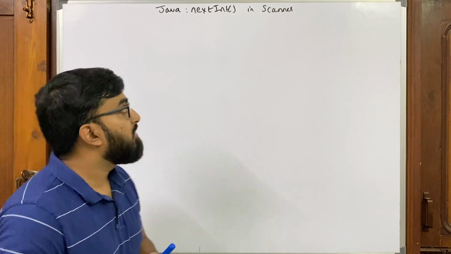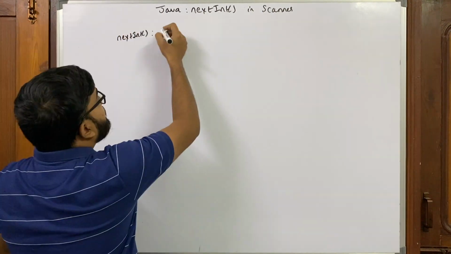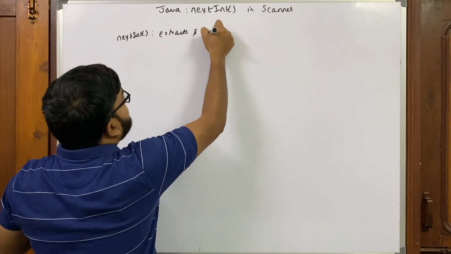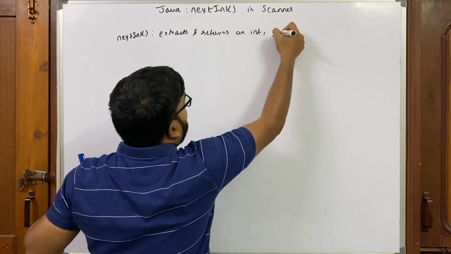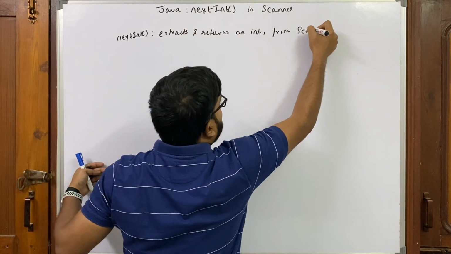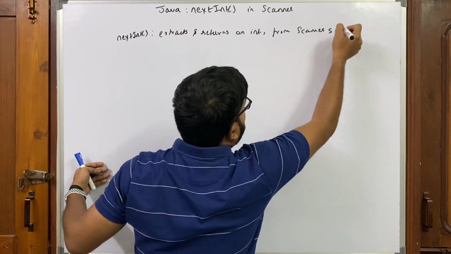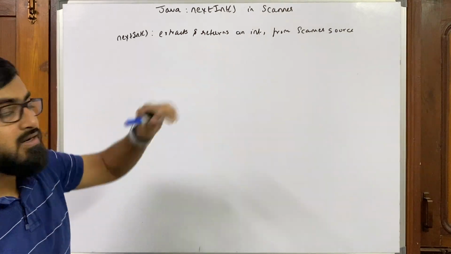Alright, let's begin. So nextInt is a method in the Scanner class, which, when called on a Scanner object, extracts and returns an int from a Scanner source. So the Scanner object is basically reading from a source, and from that, nextInt extracts and returns an integer.